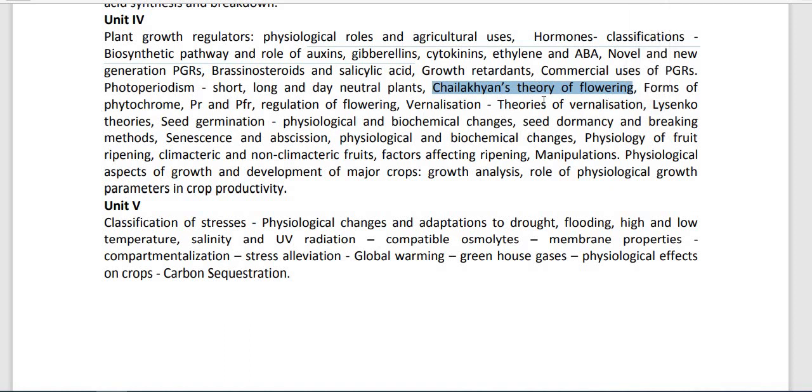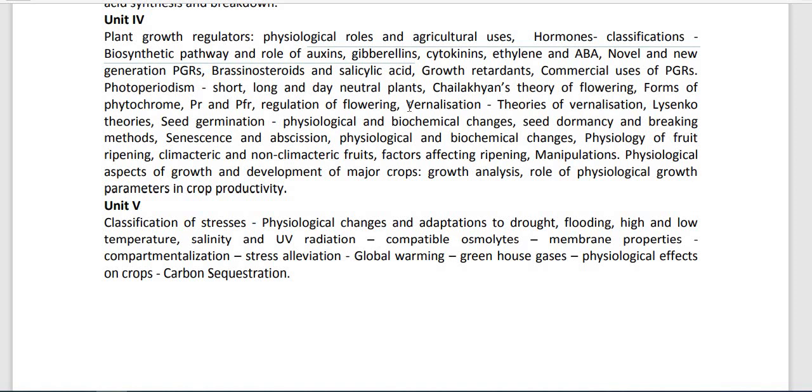Then the forms of phytochrome. Phytochrome is of two types: PR and PFR. PR absorbs around 660 nanometers, whereas PFR absorbs around 730 nanometers. And the structure of phytochrome is composed of chromophore and apoprotein. And how it regulates the flowering process. You have to know this is important, that is how PR and PFR regulate flowering. Like short and long day plants, phytochrome also regulates the flowering process.